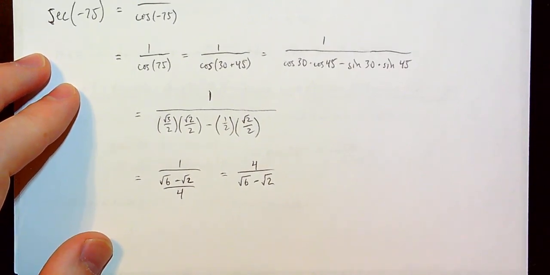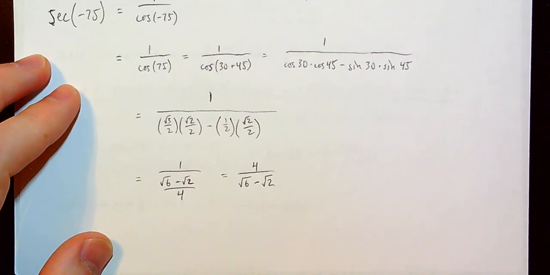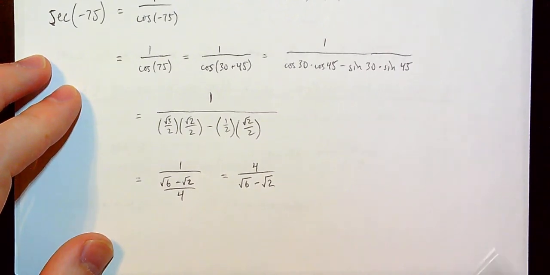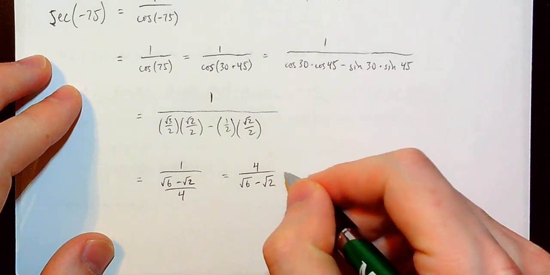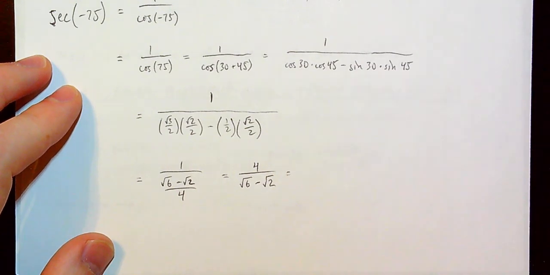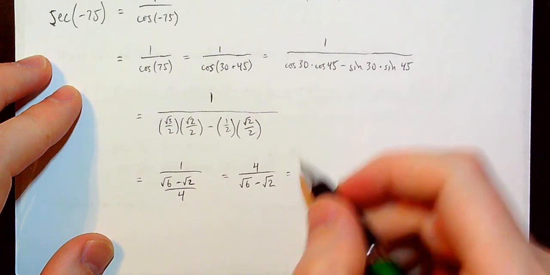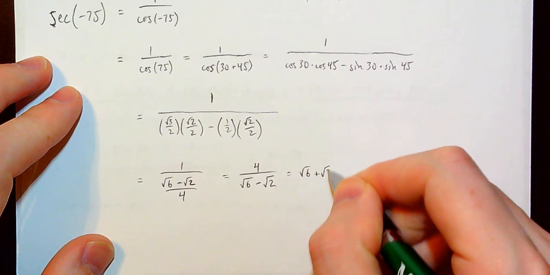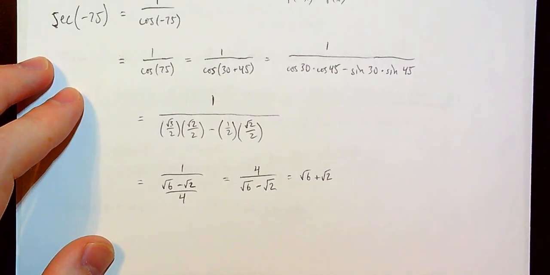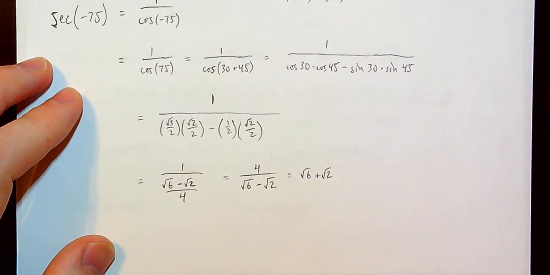Now, once more, technically we have radicals in the bottom of our fraction, so you could rationalize this more. You could multiply the top and bottom by the conjugate, but I'll let you figure that out on your own. It's actually not too hard to find out that you would get radical 6 plus radical 2. And I'll let you verify that on your own if you multiply by the conjugate.